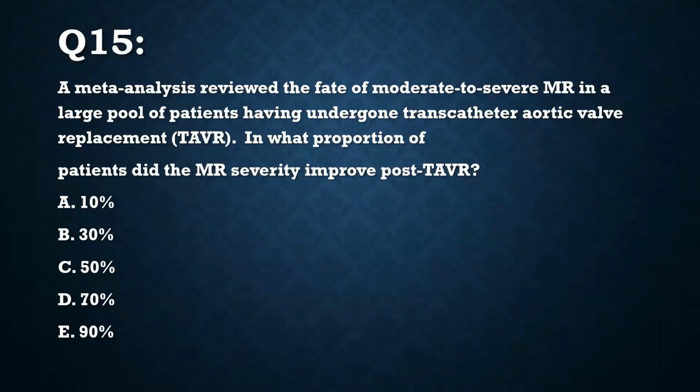A meta-analysis reviewed the fate of moderate to severe MR in a large pool of patients having undergone TAVI, or transcatheter aortic valve replacement. In what proportion of patients will the MR severity improve post-TAVI? Is it 10% of this population, 30%, 50%, 70%, or 90%?